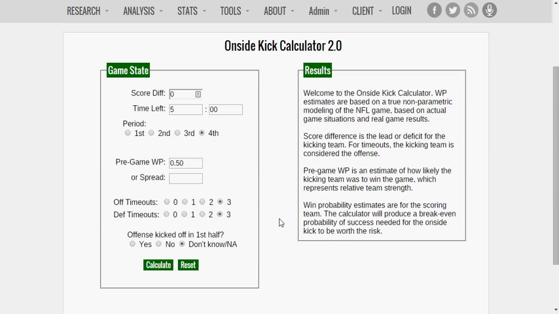On the left is the input box. That's where we'll put the game state information. On the right, we'll get our results.